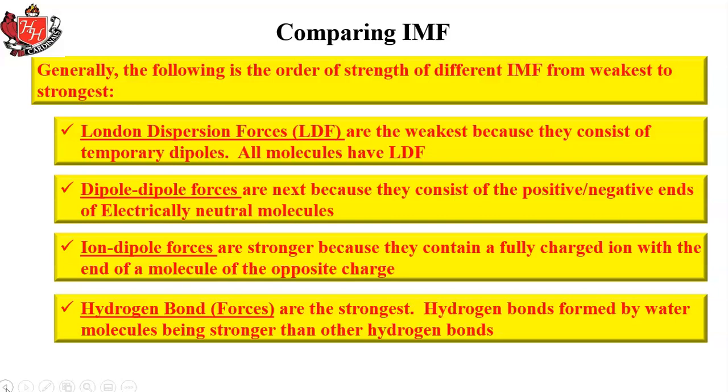They're stronger because they contain a fully charged ion, such as a sodium Na+ or a chlorine Cl-. So that's a fully charged ion. It's not just a slightly charged end of a polar molecule, and then they attach with the end of a molecule of the opposite charge, such as we talked about sodium chloride in water. Finally, hydrogen bonds are considered the strongest. Hydrogen bonds formed by water molecules are stronger than the other hydrogen bonds.